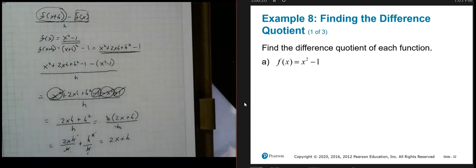And if I take the limit of this expression and see what happens as h goes to 0, that gives me the derivative of x squared minus 1, which is 2x. If you take calculus, that's the guiding principle behind the limit definition of the derivative. Okay, questions?